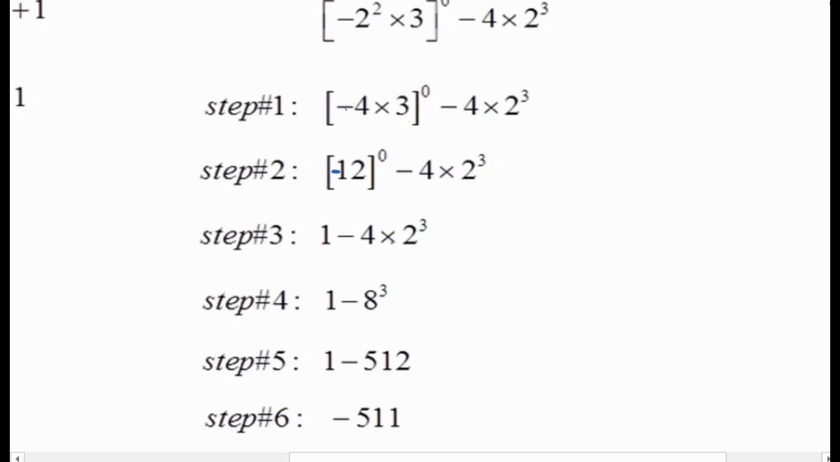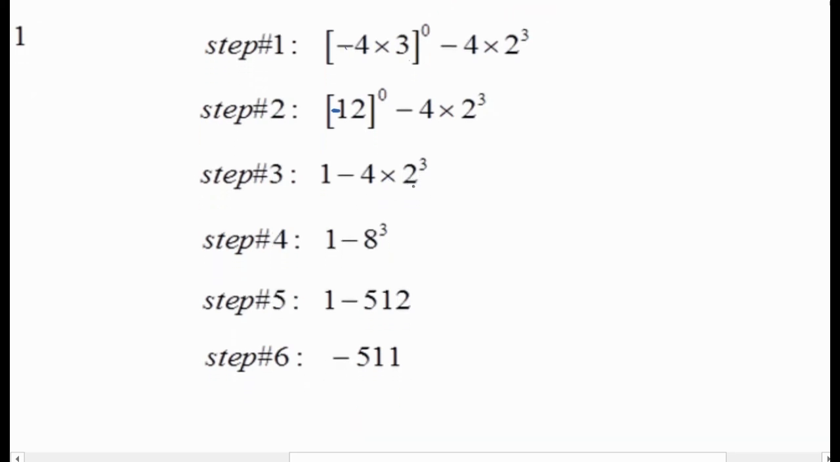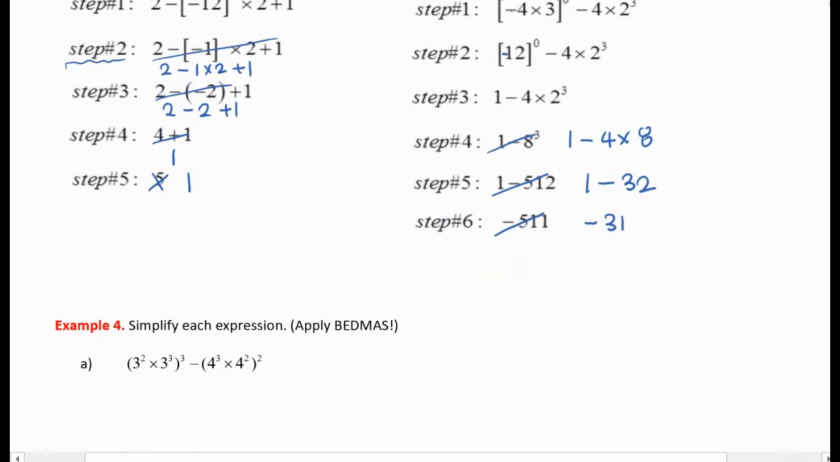And minus 4 times 2 cubed. Okay, looks like this guy multiplied 4 times 2 first. No, you have to do the exponent first. This is not correct. You do 1 minus 4 times, you do the exponent, 8. Then you get 1 minus 32. And this one should be 1 minus 32 is minus 31. Alright.